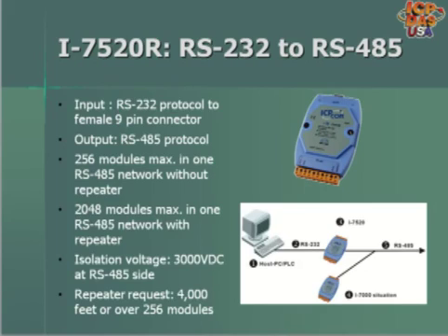I-7520 is an RS-232 to RS-485 converter. It has a DB9 connector on one end and a terminal block with an RS-485 port. RS-485 supports up to 256 modules in one network without a repeater and supports up to 2048 modules in one network with a repeater. RS-485 supports communication distances up to 4,000 feet for up to 256 modules. I-7520 is isolated on the RS-232 side. Other versions are available with isolation on the RS-422 or 485 side. I-7520R is for use only with a PLC instead of a PC.